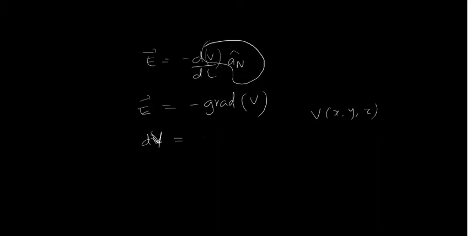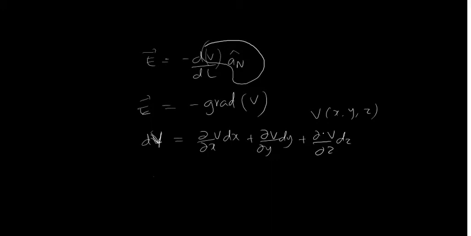So it will be dou by dou x of V into dx plus dou by dou y of V, with respect to y I have to differentiate, then multiply with dy, and dou by dou z of V with the value dz. Right, so dV is equal to dou V by dou x dx plus dou V by dou y dy plus dou V by dou z dz. So this is what we have for dV.